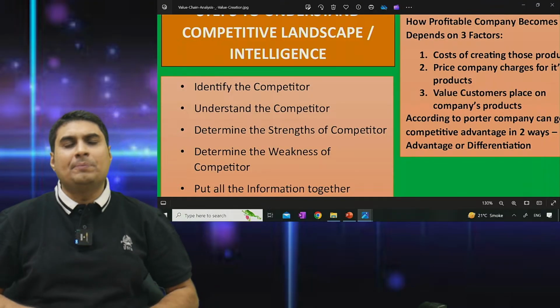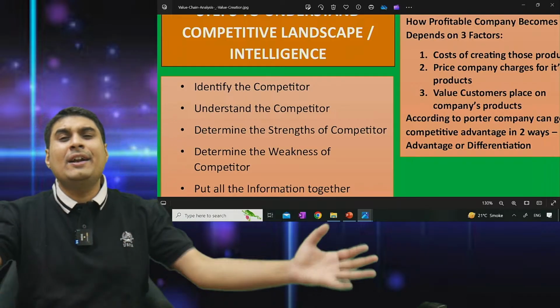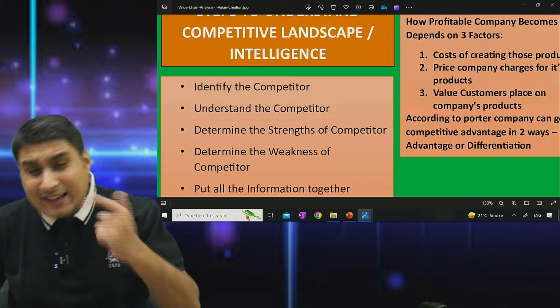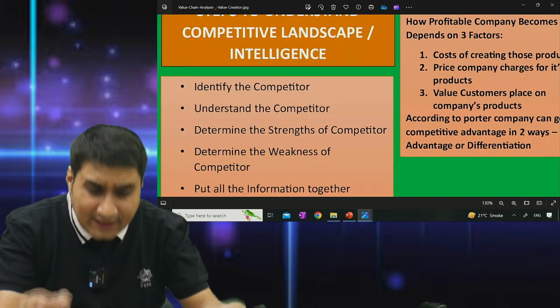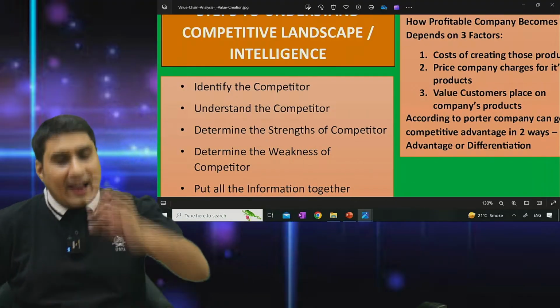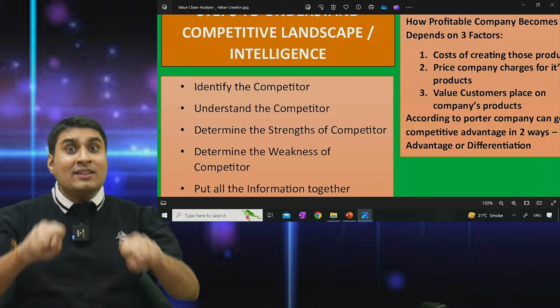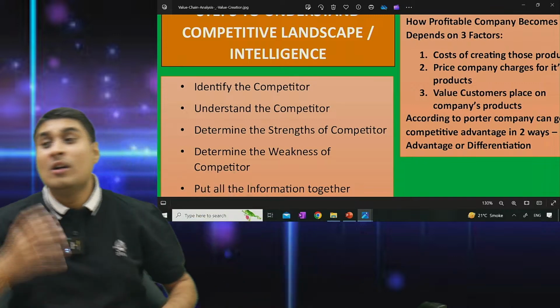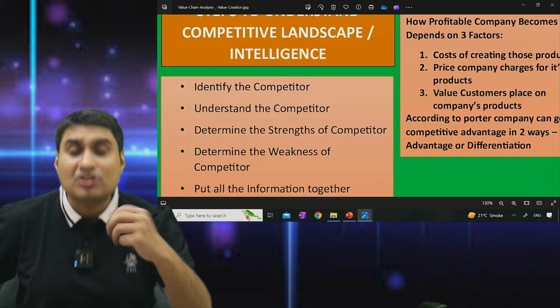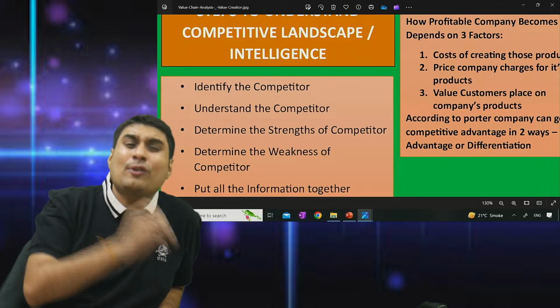Let me take an example. For Maruti, who is the current competition? Tata. Tata is coming into EV like no one else. First identify your competitor. Very simple. For Maruti, it's Tata. Number 2, understand the competitor. See what their products are, what their services are, what their market share is, and how they are performing.